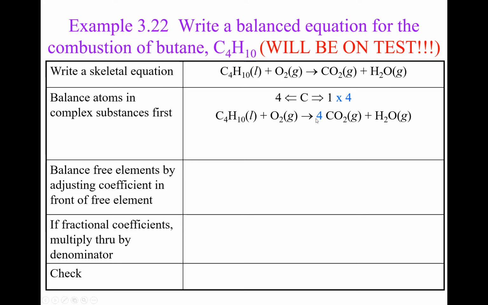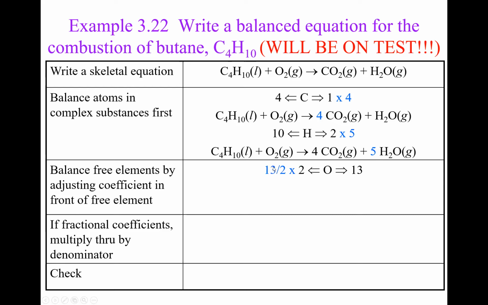Now, this number 4 could change if we have to do a multiplication, but it's always going to be some multiple of 4. What I mean by that is it's going to be 4, 8, 12, 16, something like that. If we look at the hydrogens, we've got 10 on this side, and we don't have 10 over here. But if we put a coefficient of 5 in front of the water, 5 times 2 gets us to 10. Is it going to stay 5? We don't know for sure, but it's going to be some multiple of 5. Then 4 times 2 is 8, and 5 times 1 is 5.